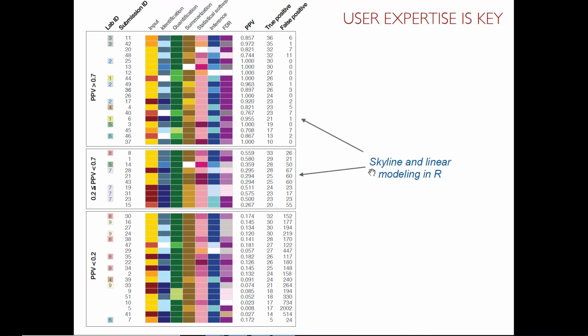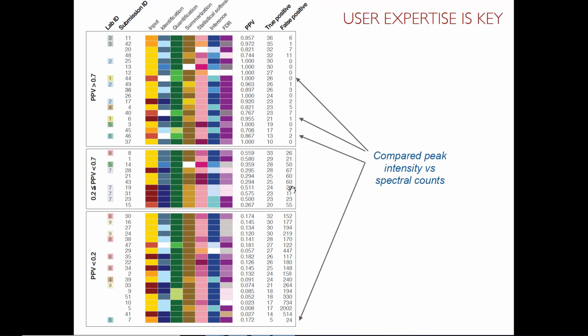Okay, this submission used Skyline and linear models in R. This submission did very well. This submission did very poorly. Now, participants could submit multiple things. These groups compared peak intensity versus spectral count. This group found that peak intensity and spectral counts did equally well or reasonably well. Here, one group found that one did clearly much better than the other. So also in terms of the choice of the workflow, different groups arrived at different conclusions. It's extremely, extremely variable.